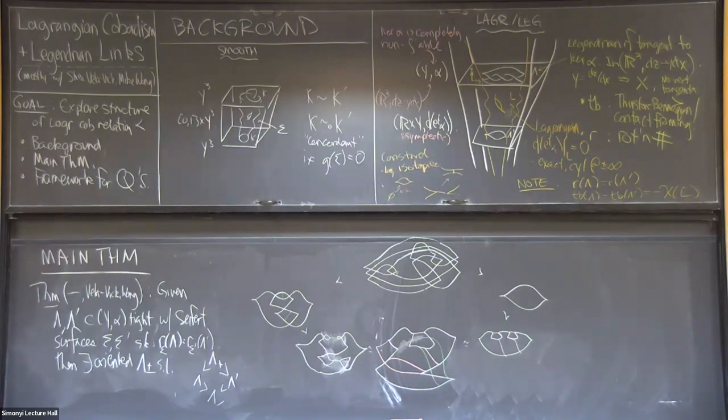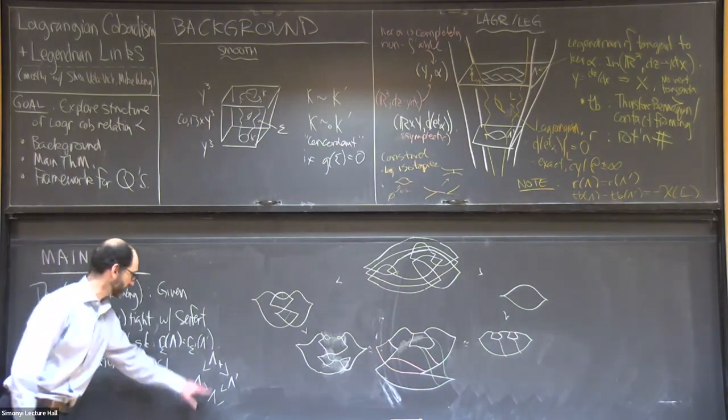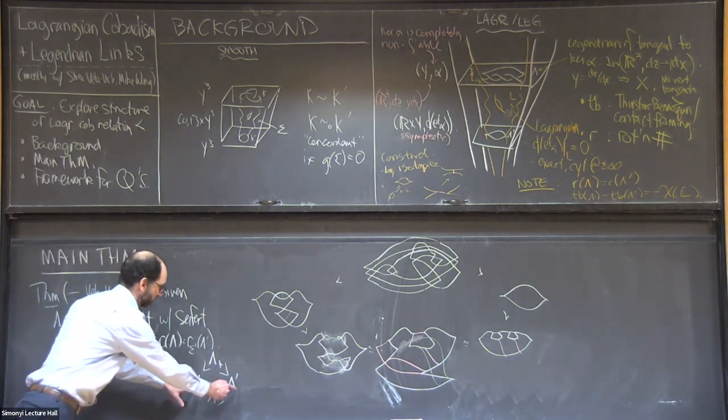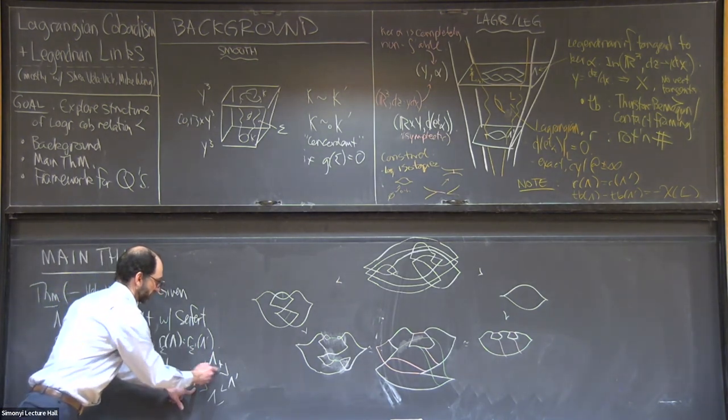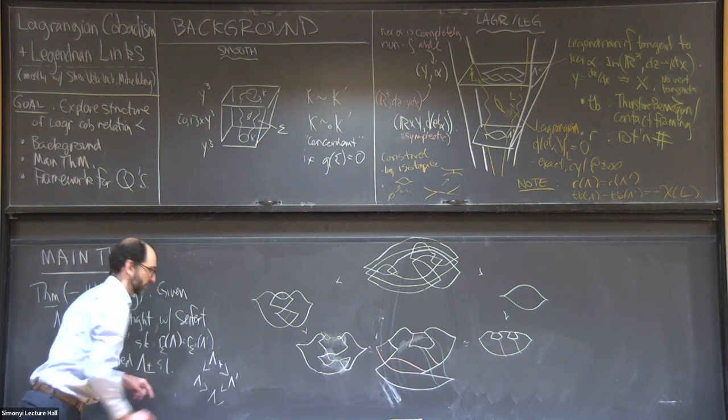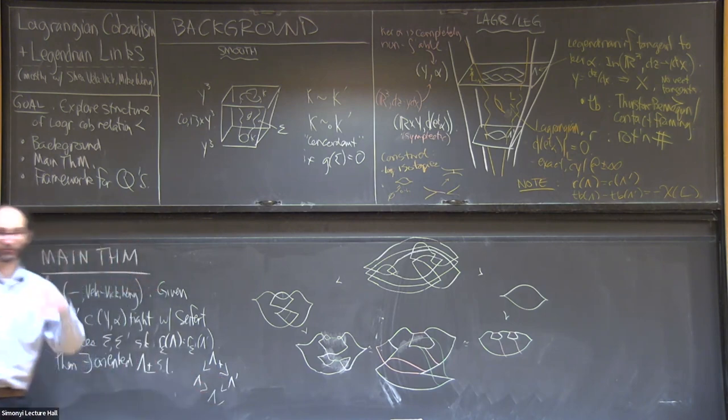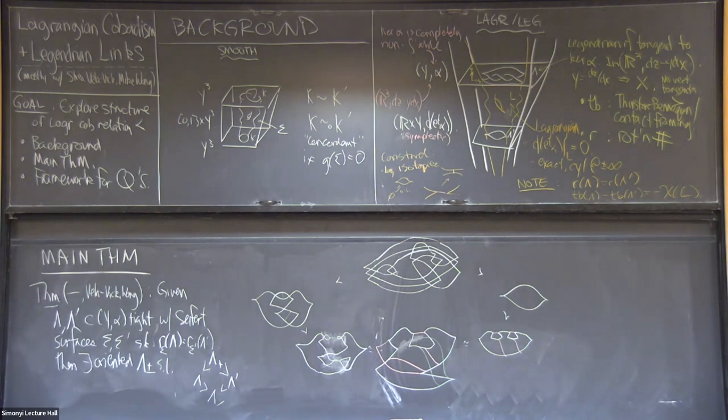Okay, let me make two quick remarks. The existence of the lower bound. So again, you think of lambda plus as an upper bound with respect to the Lagrangian cobordism relation for lambda and lambda prime. And you can think of lambda minus as a lower bound with respect to that relation.